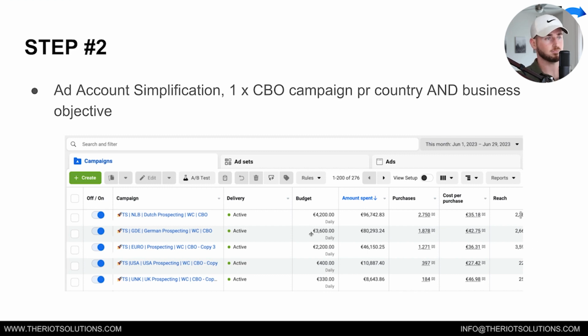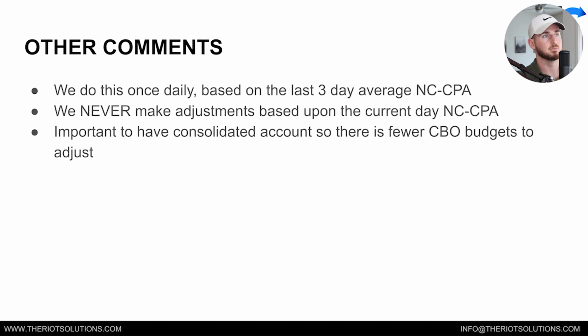That's all you got to do. So go look at the NCCPA for this country, NCCPA for this country, and you can just split it up like that. But all you do, because you're doing ad account simplification, you have one budget, just decrease it by 20%. Very simple. Now, other comments, because that's it. That's all we do. We do this every day based off the last 3-day average. Again, we do this once a day.